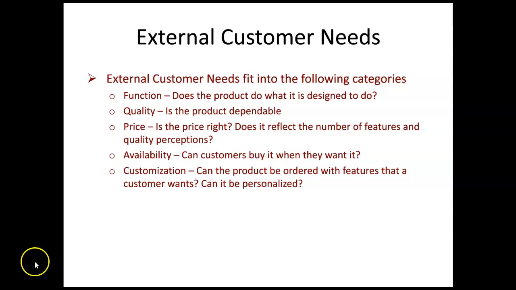I just use that hot Christmas toy as an example of availability, but there are lots of other areas where that applies. Certainly, we've all lived through COVID and remember the great toilet paper panic of 2020, as the availability of toilet paper and other products really came into question and whether we were going to run out. And then lastly, of course, is customization. Can the product be ordered with features that a customer wants?